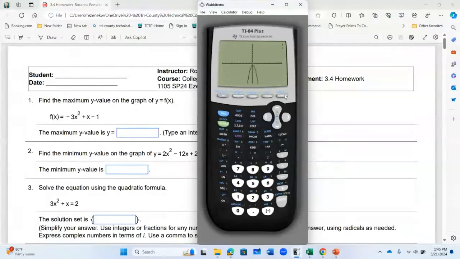And I already know it is a maximum. I will ask my calculator to give me the maximum point. Second calc, and number 4 is maximum. And the blinker is at the top. I'll send it to the left. And I want to answer the question, is this a left bound? Yes, it's a left bound.